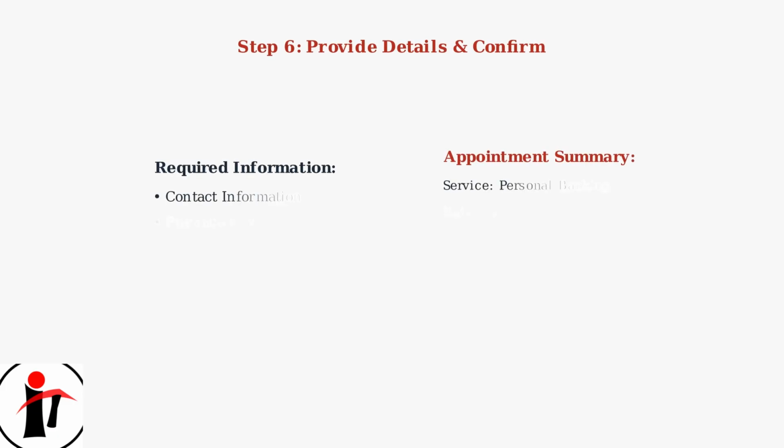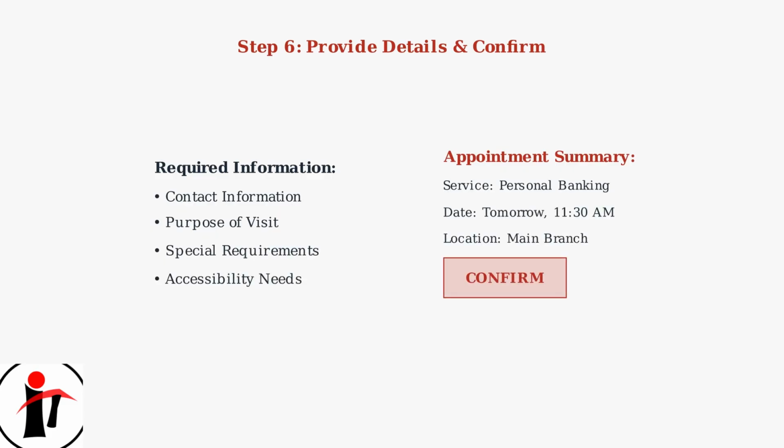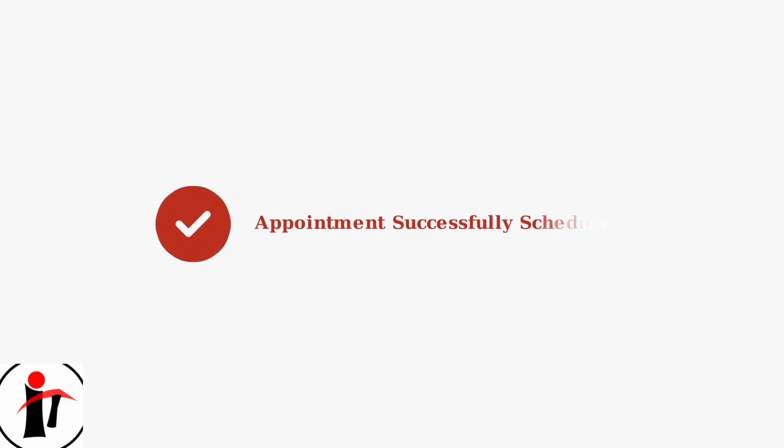Finally, provide your contact information, specify the purpose of your visit, add any special requirements, and confirm your appointment details to complete the scheduling process. Your Wells Fargo appointment is now scheduled. You'll receive confirmation notifications and can manage your appointment directly through the mobile app.